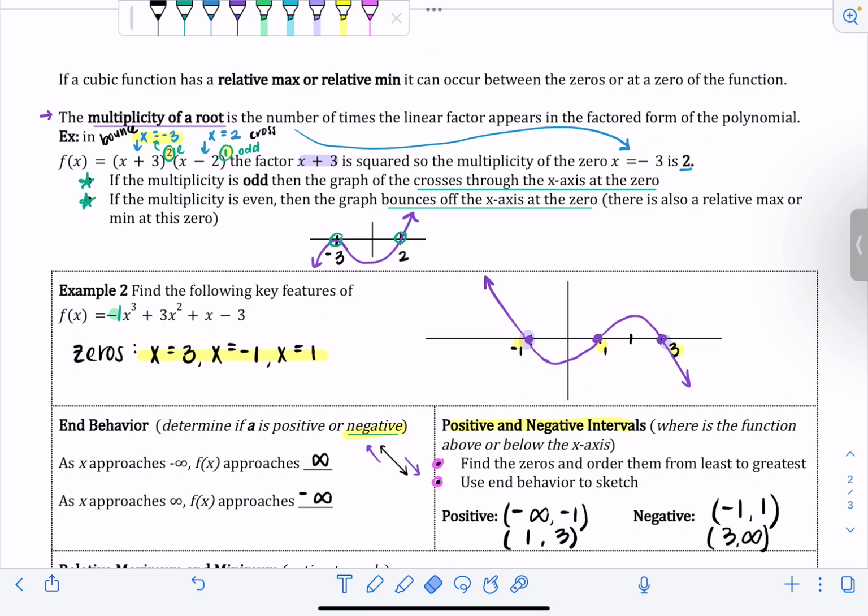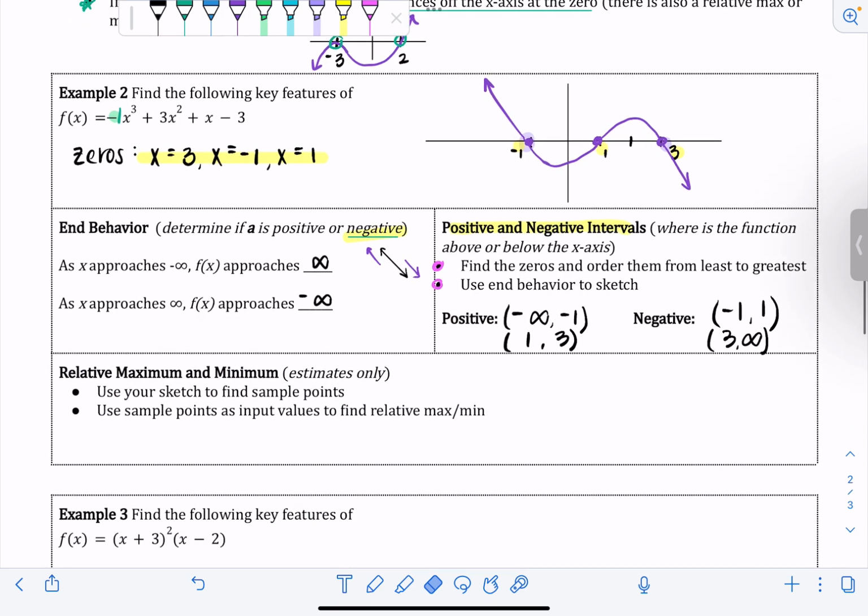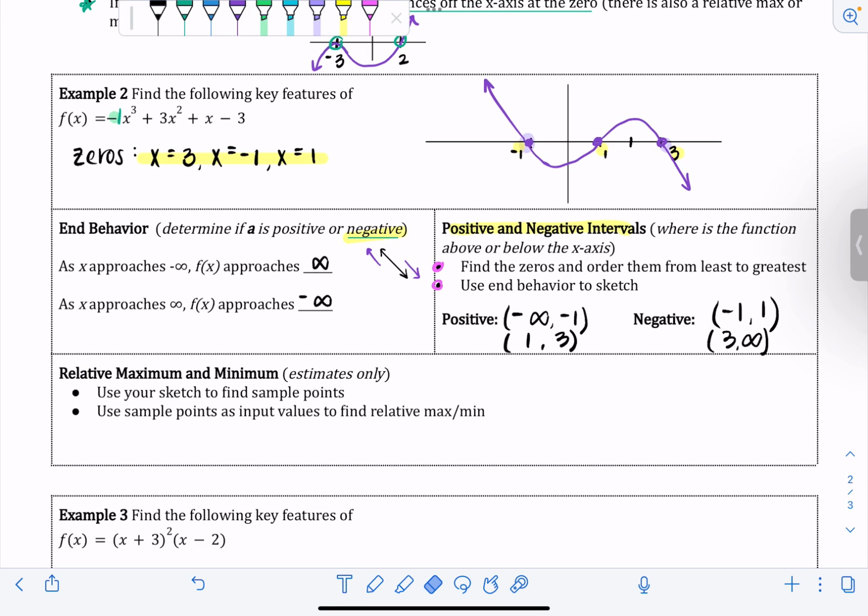Okay, so those are our intervals for whether the function is positive or negative. And then for the relative max and minimum, again, these are just estimates. We don't know exactly. You would have to use a graphing calculator to find them. So use the sketch to find sample points.